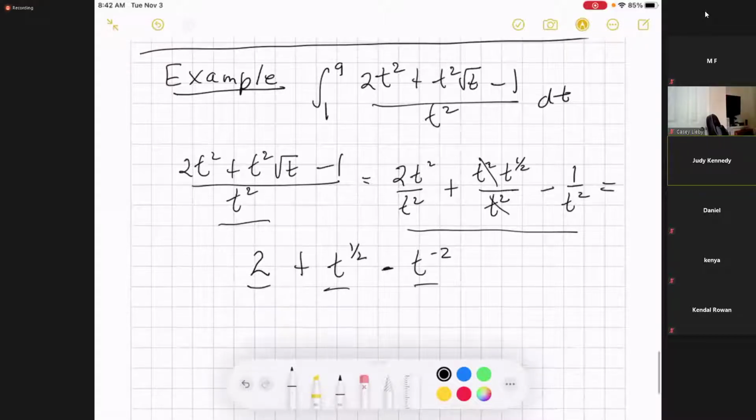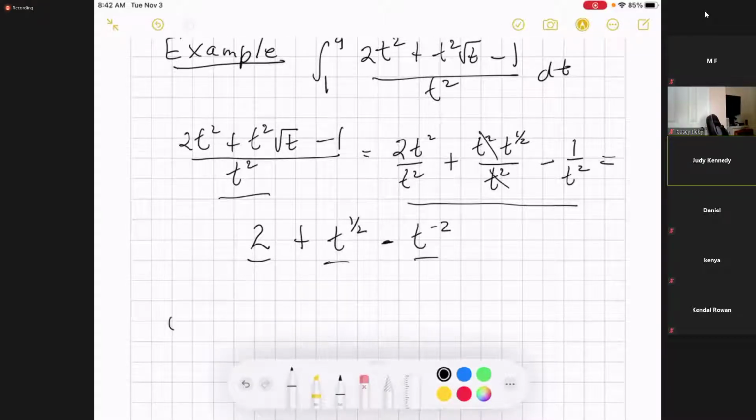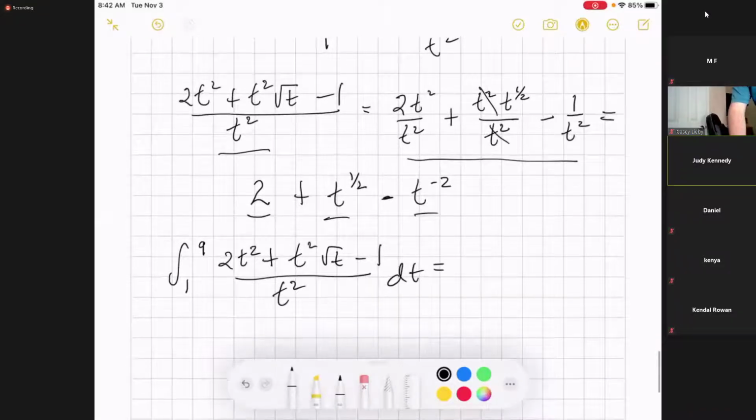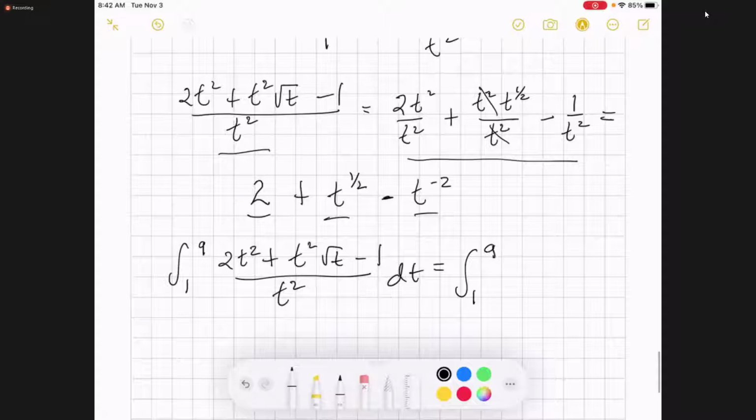So now, the integral from 1 to 9 of 2t squared plus t squared times the square root of t minus 1 all over t squared is the same thing as the integral from 1 to 9 of 2 plus t to the 1/2 minus t to the minus 2 dt.